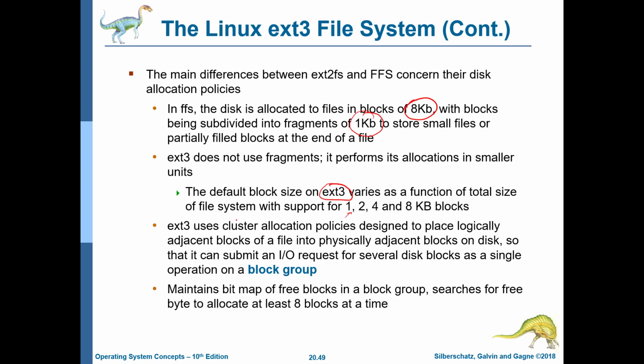The allocation policy, as we have seen earlier, is a cluster allocation policy where logically adjacent blocks of a file, where you would expect spatial locality in accesses as far as possible, are placed in physically adjacent blocks on a disk, so that if you submit an IO request for several disk blocks, you can retrieve them all together, right? So you're essentially minimizing the disk access time.